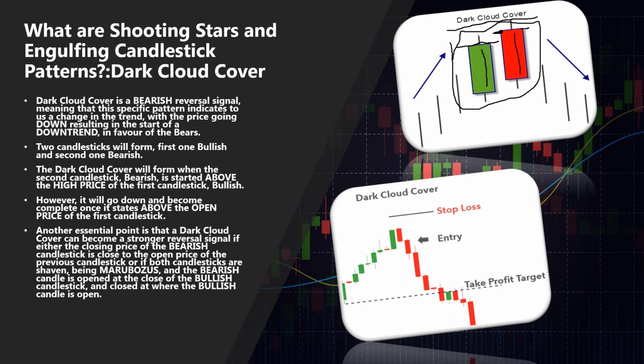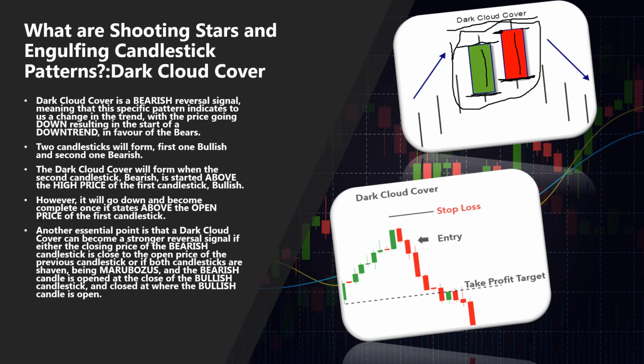Here, this is the open price of the first. This is the closed price, or where the second candlestick finishes, which is bearish. Dark cloud cover can be considered a stronger reversal signal when the closing price of the bearish candlestick is close to the opening price of the previous candlestick. Both candlesticks are shaven, or sometimes a smaller shadow or wick is acceptable, and the bearish candlestick opens at the close of the bullish candlestick and closes at the open of the bullish candlestick.